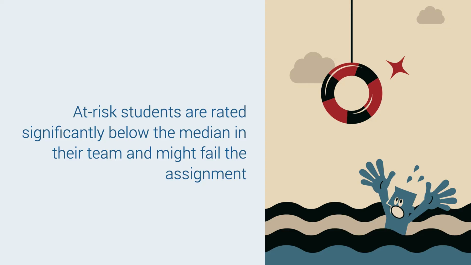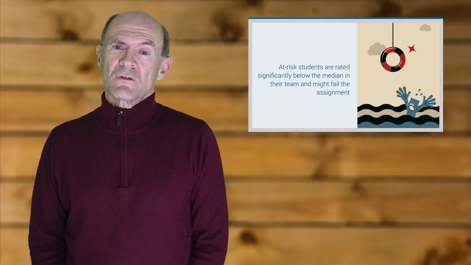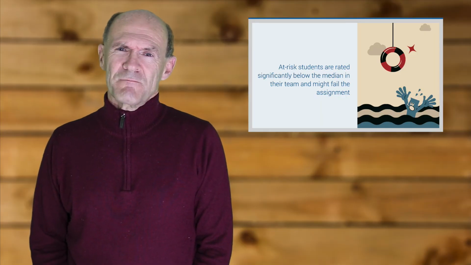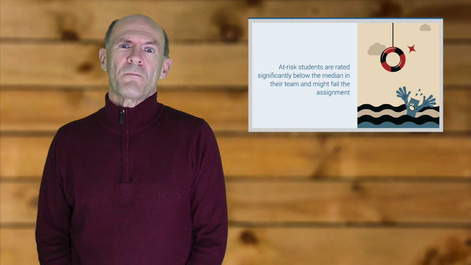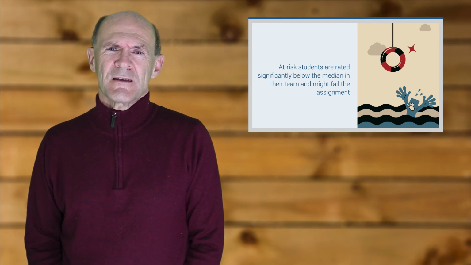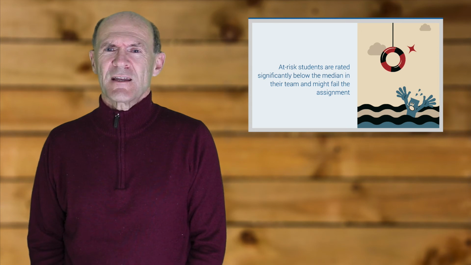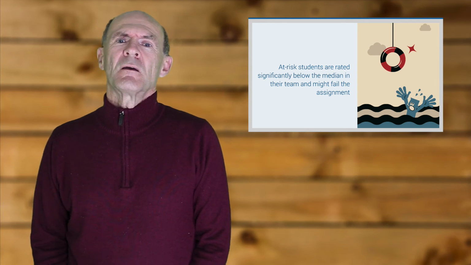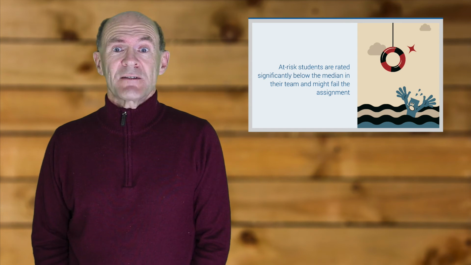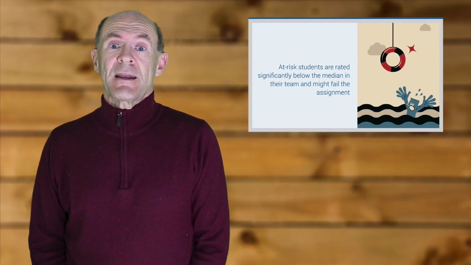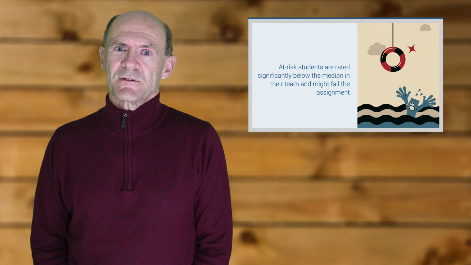It's especially important to pay attention to at-risk students. These students are rated significantly below the median rating in their team and therefore they might fail the assignment. These may be students who are freeloaders, they may have been scapegoated unfairly, or perhaps they feel alienated and have withdrawn from contributing to their team. The peer assessment platform should identify these dysfunctional behaviours and help the teacher fix the problems.